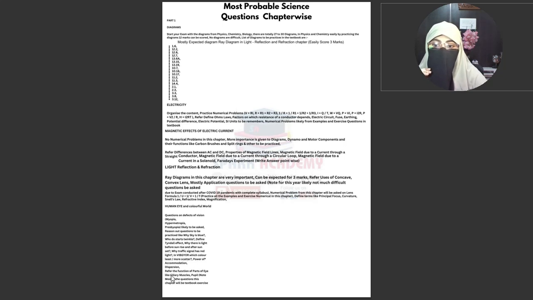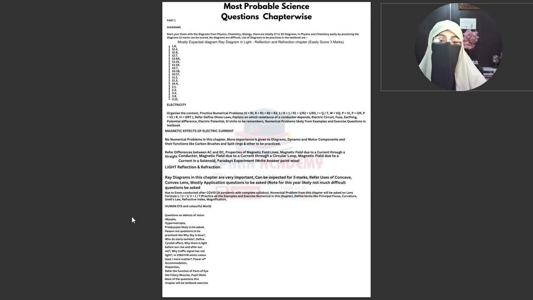Then you can come on to the functions of the parts of the eye. Refer to the functions of parts of the eye, like the ciliary muscles. What is the function of the ciliary muscle? Then the pupil. Okay, so these kinds of questions will be asked from the human eye and the colorful world.